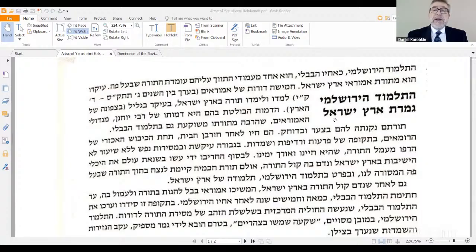HaTalmud HaYerushalmi ke'achiv haBavli. The Talmud Yerushalmi, like its brother, the Babylonian Talmud, is one of the middle pillars upon which all of Torah sheba'al peh stands.